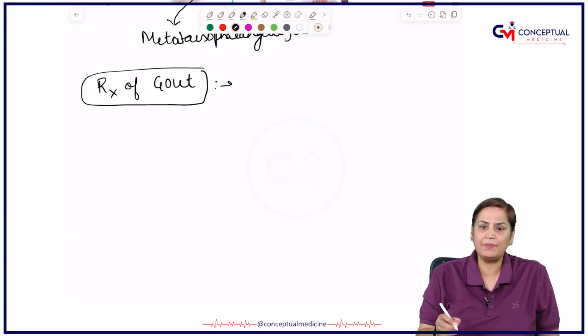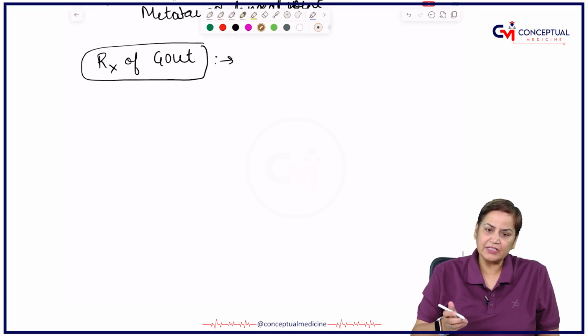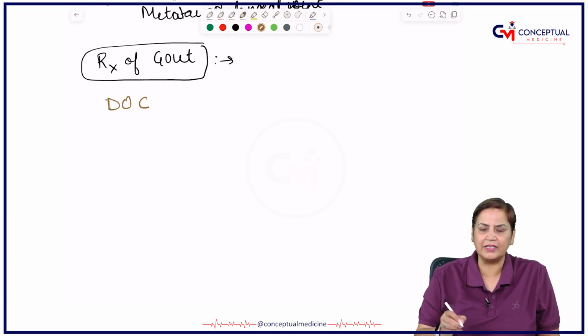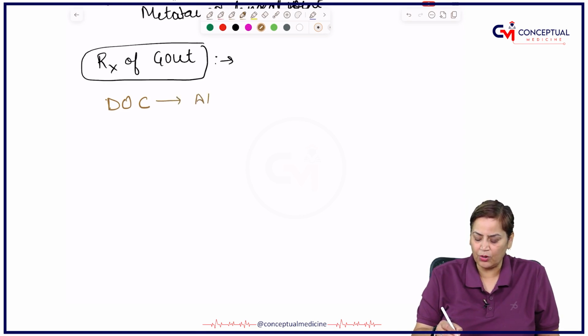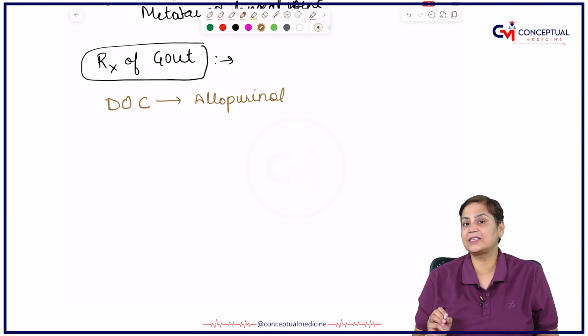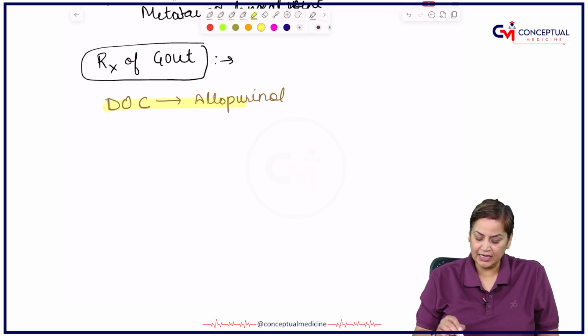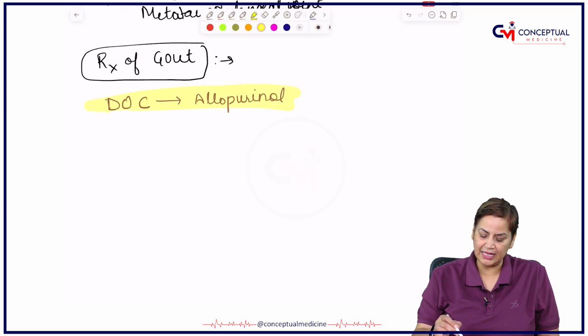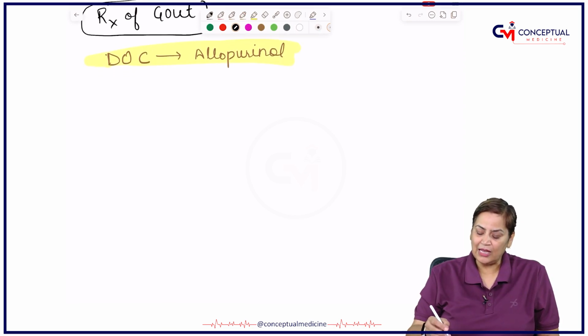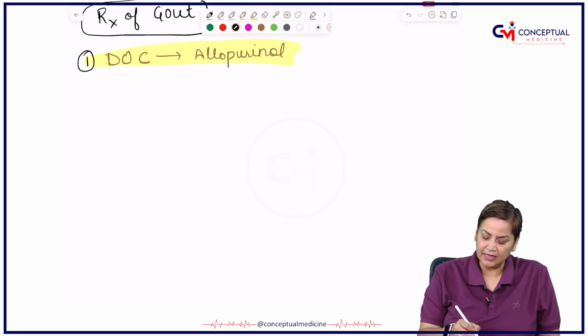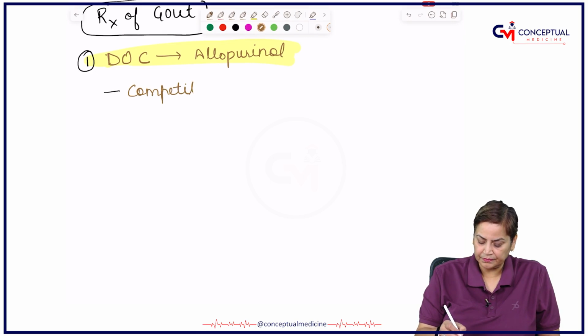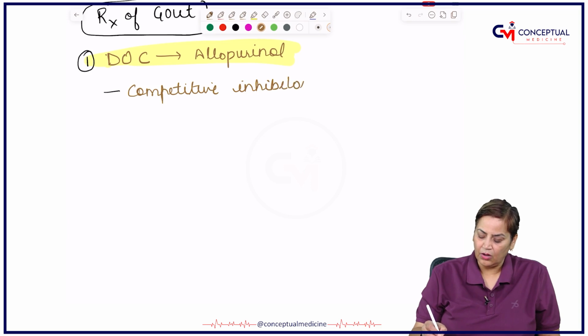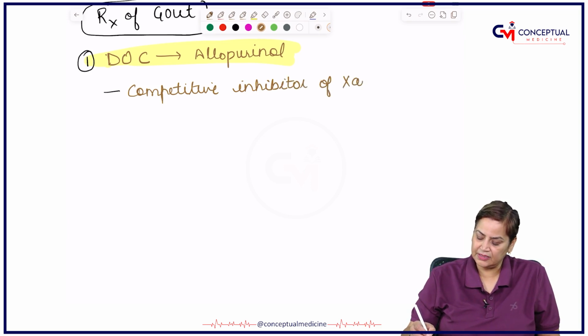Now, treatment of gout includes, obviously, the first one: if we talk about the drug of choice in gout, it is allopurinol. Allopurinol is considered to be the drug of choice in a patient who is suffering from gouty arthritis. And what is the reason behind that? Because allopurinol is a competitive inhibitor of xanthine oxidase.